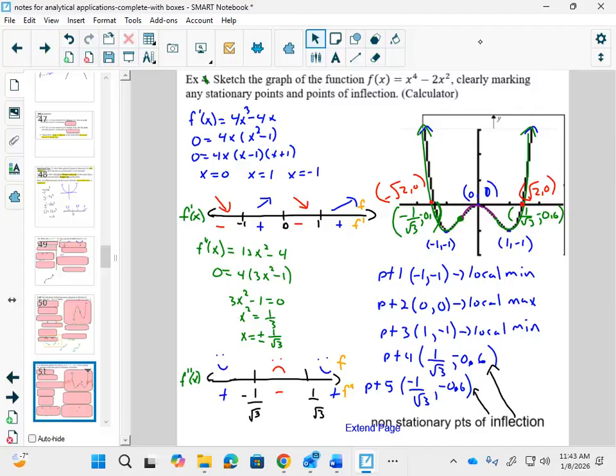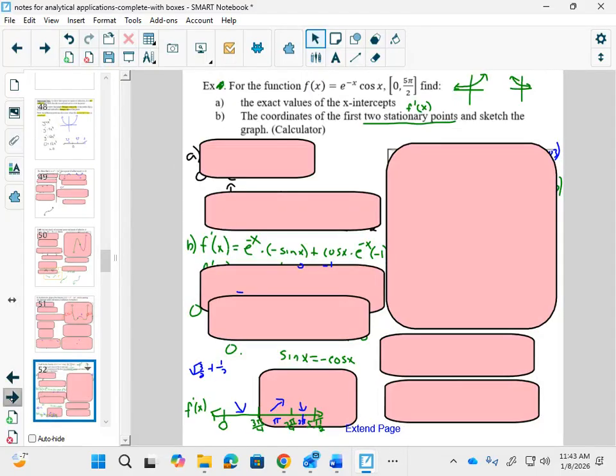Okay? But we can also use calculus to graph things that we did not even attempt to do in grade 12. Take a look at that next equation. Graph negative e to the x times cos. Definitely would not graph that in grade 12. And we're only going to graph it on the interval from 0 to 5 pi over 2.